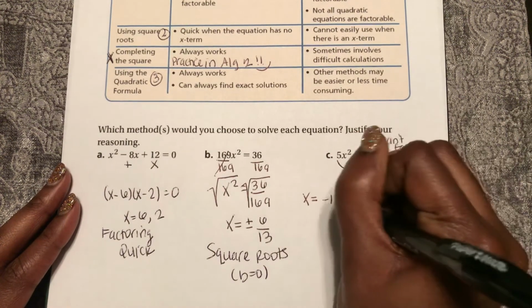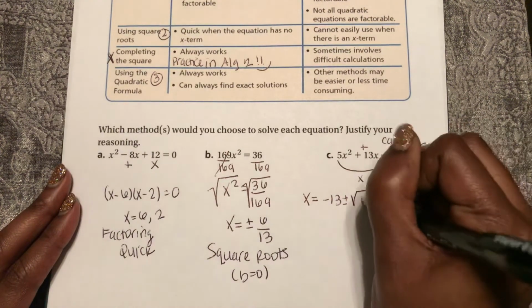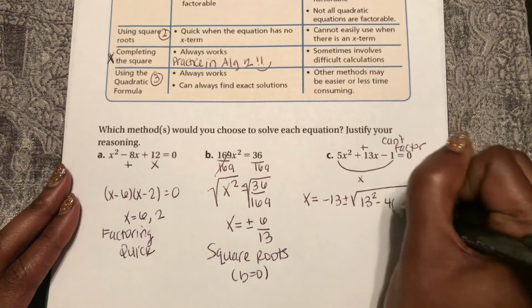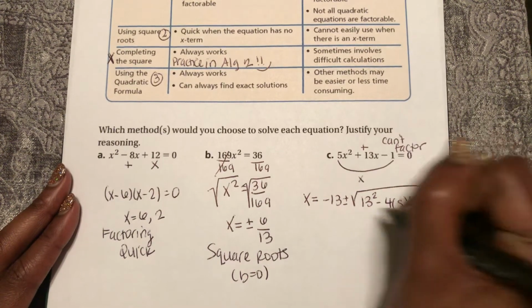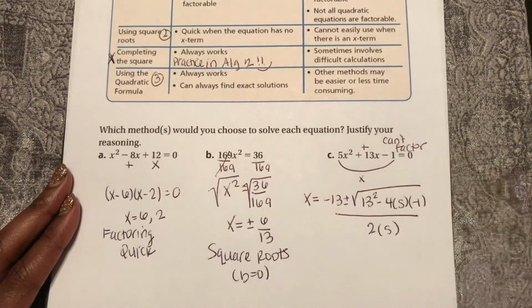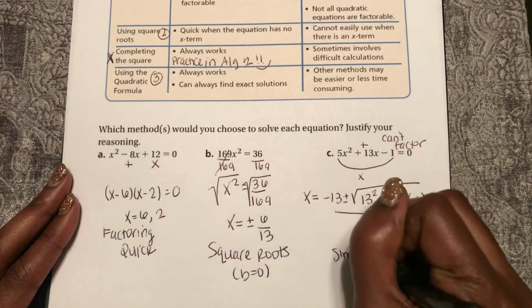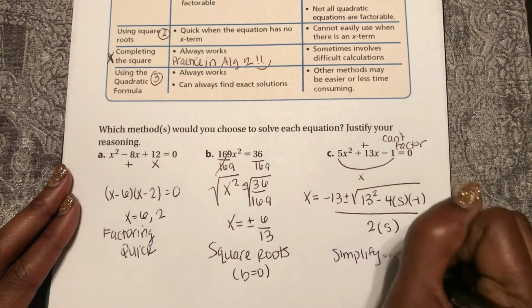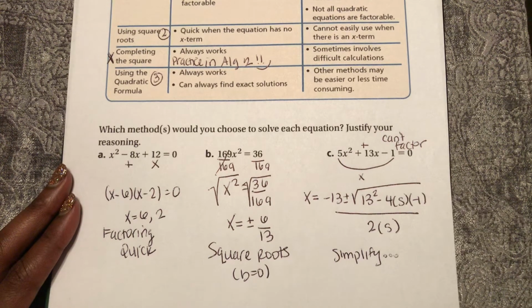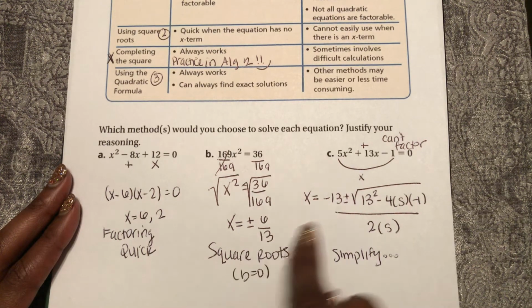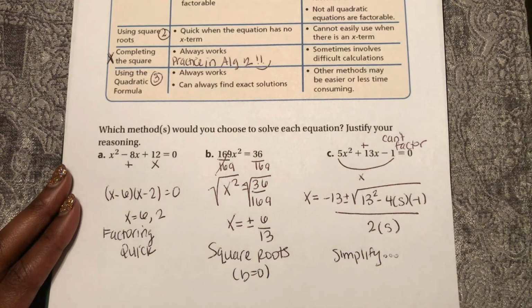X equals -13 plus or minus the square root of 13 squared minus 4 times a times c, all over 2a. And then you could simplify, but I'm going to not do that to save a little time. So choose the best method based on how the problem looks.